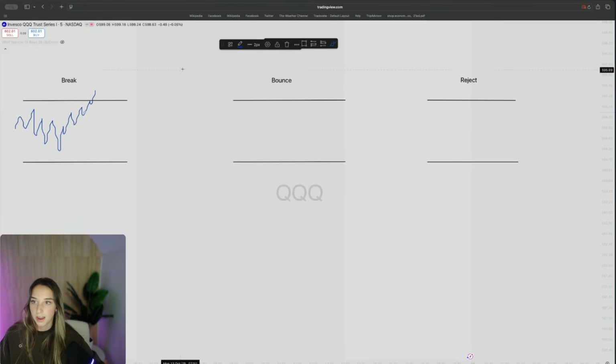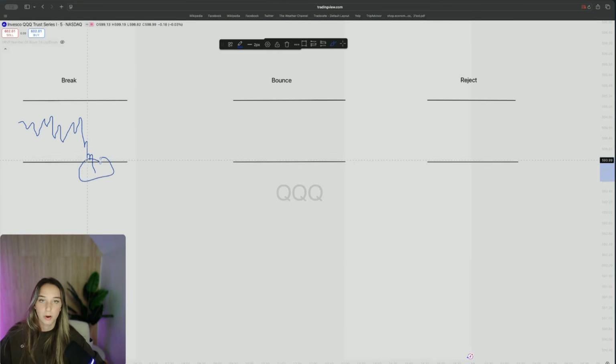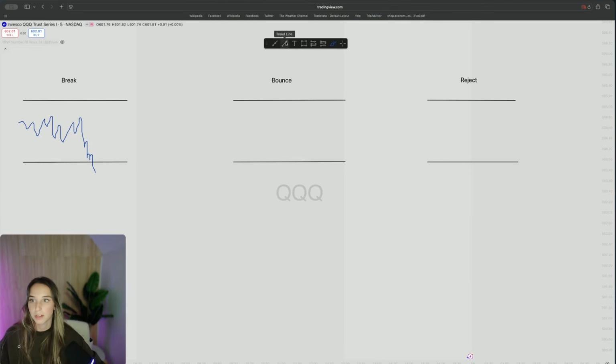Now, the second one that consists of the break as well is going to be very similar, except what I'm looking for is a break of our support level. So I'm looking to see price trading in between these two levels, coming down to our support and breaking below support. And what we want to see is the same thing. We don't want to see a false breakout below support. So we want to get that 5-minute displacement candle, a potential retest into our level, and then a continuation down. So that is the first entry model that I'm going to be looking for.